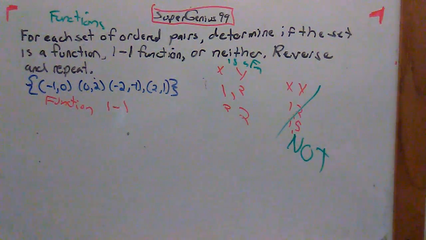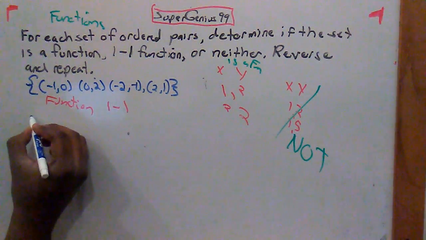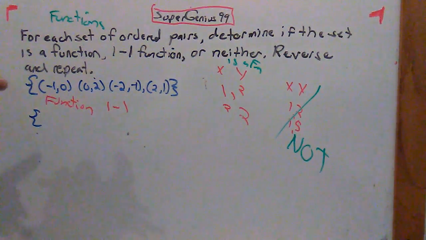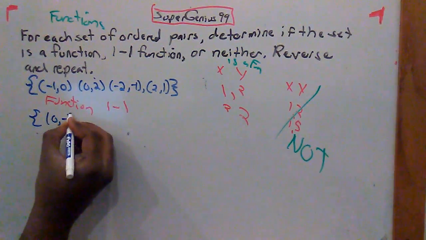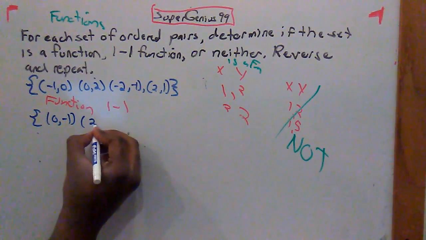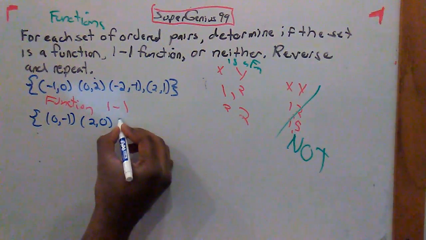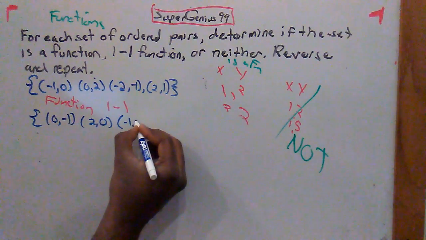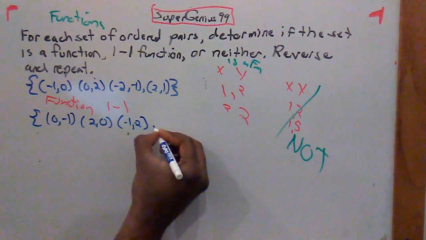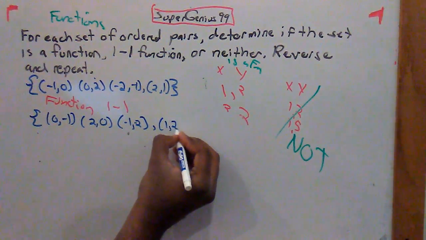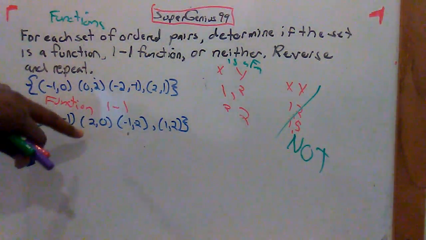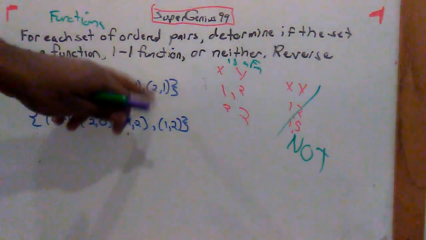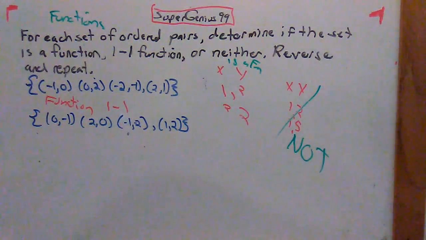Now let's reverse those values. Negative 1, 0. 0, negative 1. Right? So I'm just reversing the values. All right. 0, negative 1, 2, 0, negative 1, negative 2, 1, 2. Okay. So now, is this a function?